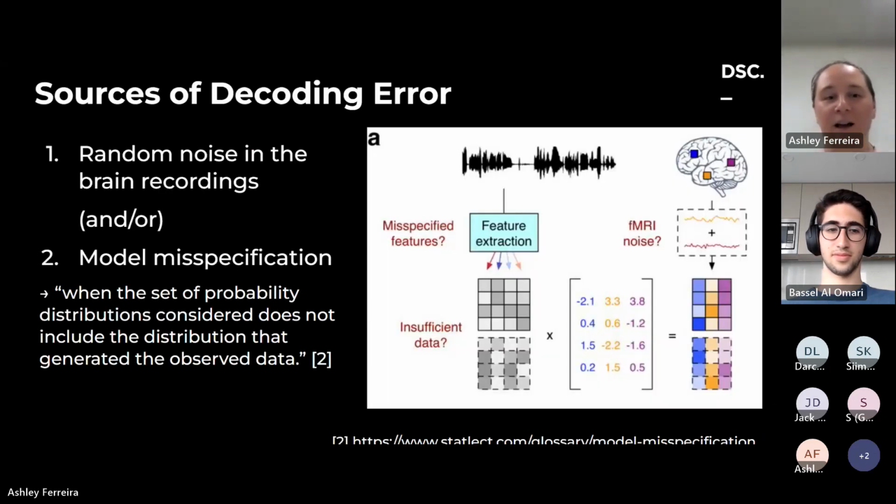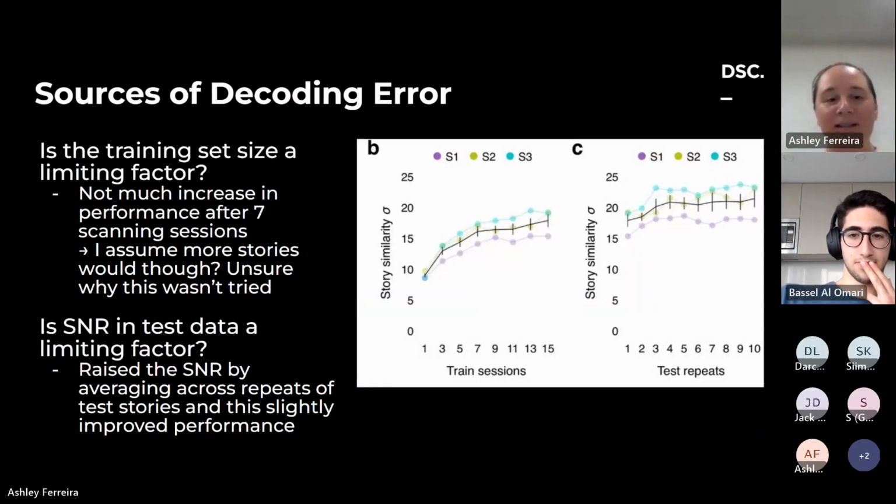In terms of limitations, they identified 2 key areas that the errors could be coming from. One is random noise in the brain recording, and 2 is model misspecification, which I think largely just tries to capture that maybe not all the probability distributions they were interested in were actually in their training data. So they might need a more diverse set of training data to expose the model to more of those probability distributions. But they probe some of these specific sources of error to see if they're a limiting factor. And when it comes to the training set size, what they did is they increased the number of scans they did for each of the subjects on each of the stories.